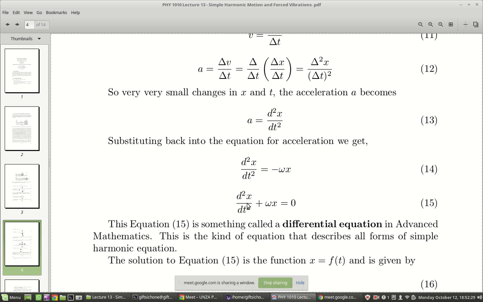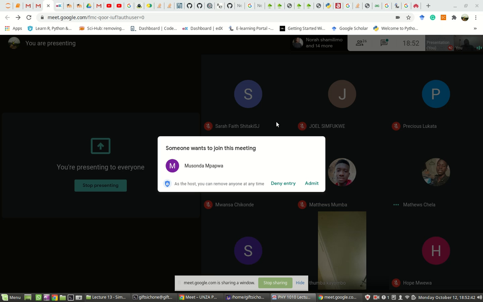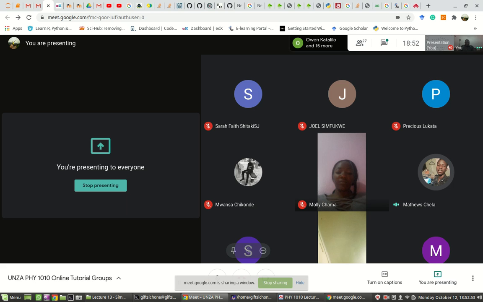So you do not need to know how to solve equation number 15 or equation number 14. The only thing you need to really understand is that the acceleration, which you have been working out, can also be written as shown in equation number 13. Then you do the substitutions.